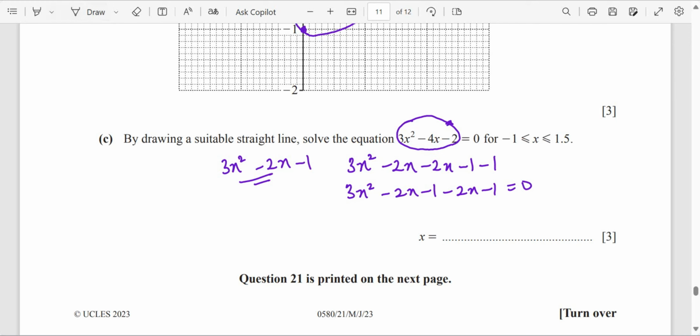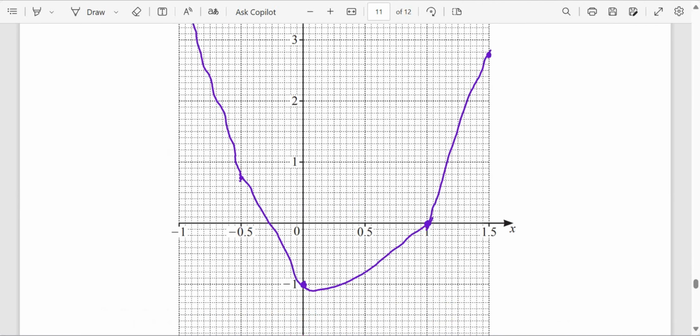So from the original equation given to us, this is y. So that's y minus 2x minus 1 equals 0. So y equals 2x plus 1. So that's the equation I have to draw. So I'm drawing a straight line, y equals 2x plus 1. So when x equals 0, y is 1. So this is it.